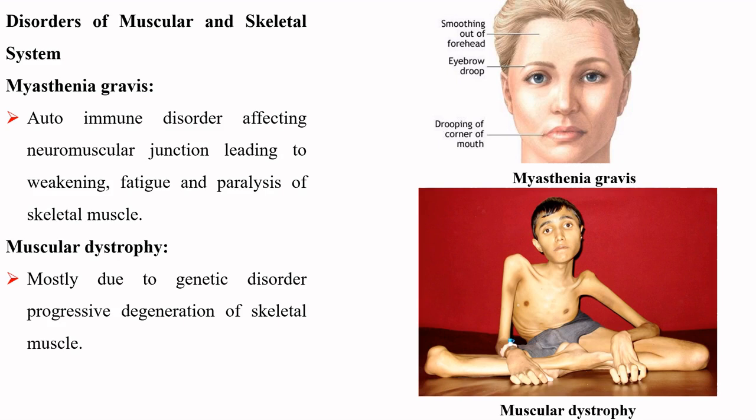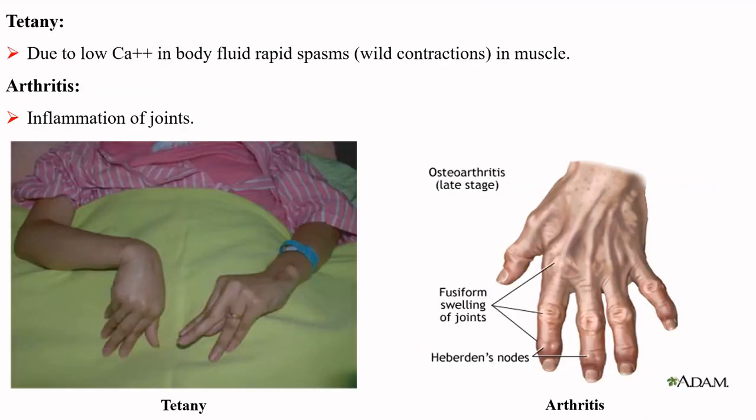Disorders of muscular and skeletal systems. Myasthenia gravis, autoimmune disorder affecting neuromuscular junction leading to weakening, fatigue and paralysis of skeletal muscles. Muscular dystrophy, mostly due to genetic disorder, progressive degeneration of skeletal muscles. Tetany, due to low calcium ions in body fluid, rapid spasms in muscles.